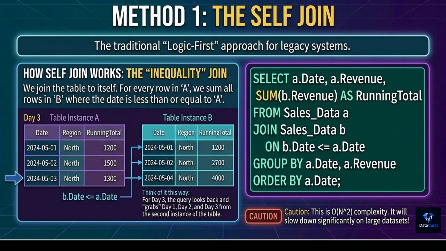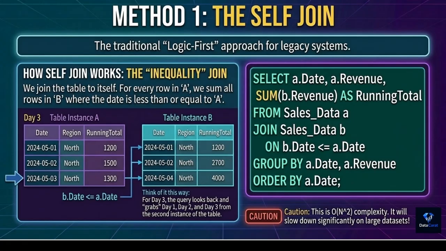This method is called the self-join method. This is the classic way we did things before window functions were the norm. It is important to learn because you might encounter it in legacy code or an older database. The logic here is an inequality join. In the query, look at the join clause. You can see b dot date is less than or equal to a dot date. We are essentially saying, for every row in table A, go look at table B and find every row that occurred on or before this current date. Then we group by the current date and sum up all those matched records from table B.